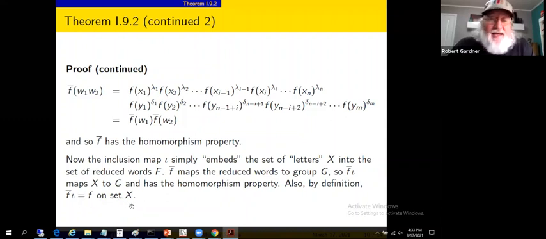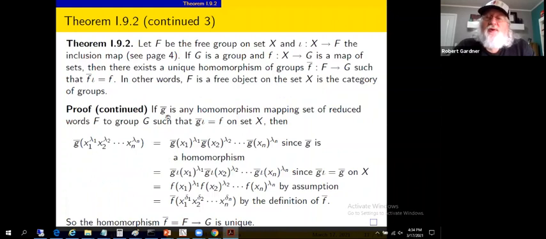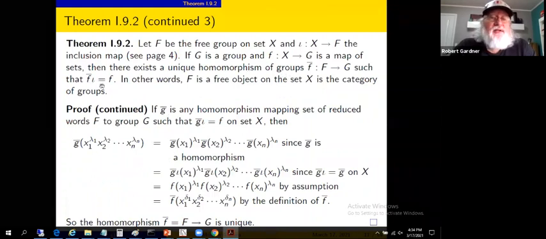So if we take a lowercase x, apply iota to it first, that simply maps it from an element of set X into a reduced word in the free group capital F. And then F bar takes that little x and maps it to F of X. That's exactly what F bar does, as given, say, when it was applied to W1 here, except we'd only have a single X. If you like, we could view this as F restricted to set X, is an alternate way of stating it, but we get this kind of behavior on set X. So we've got a homomorphism. It satisfies the function composition.